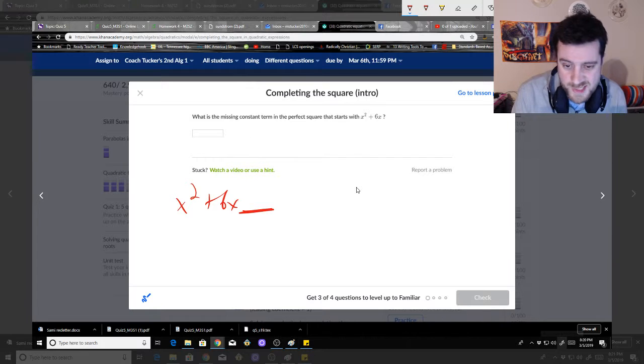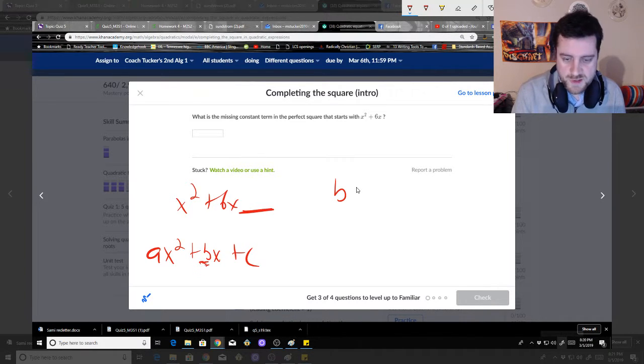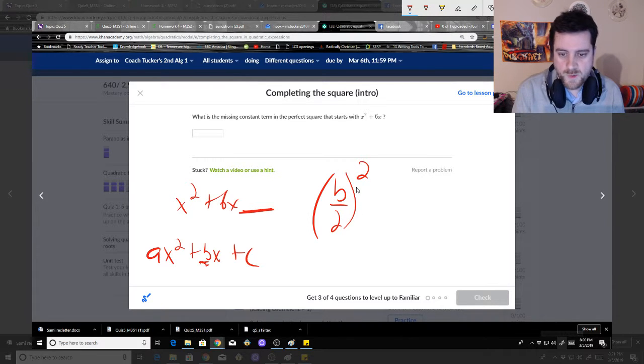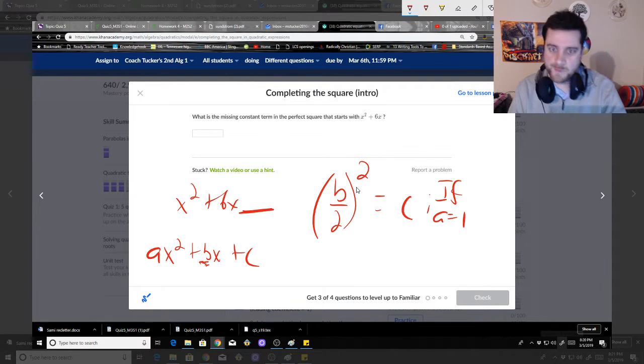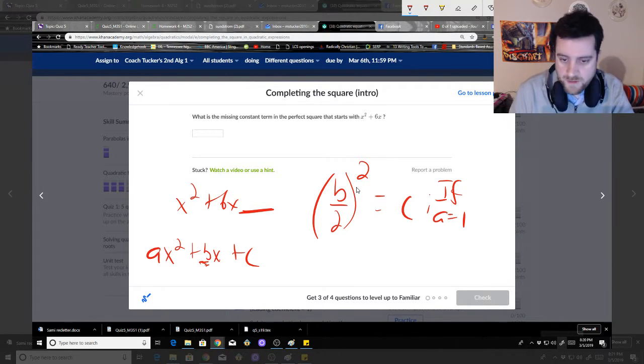The process to do this is you take the b term. Remember, ax squared plus bx plus c, where b is the coefficient. So take b, divide it by 2, and square it. That equals c. This is if a is equal to 1. That's the key: a needs to be 1 in order to make this work. If a is not 1, then just pitch it out the window, it isn't working. Here a is 1, so we're good.